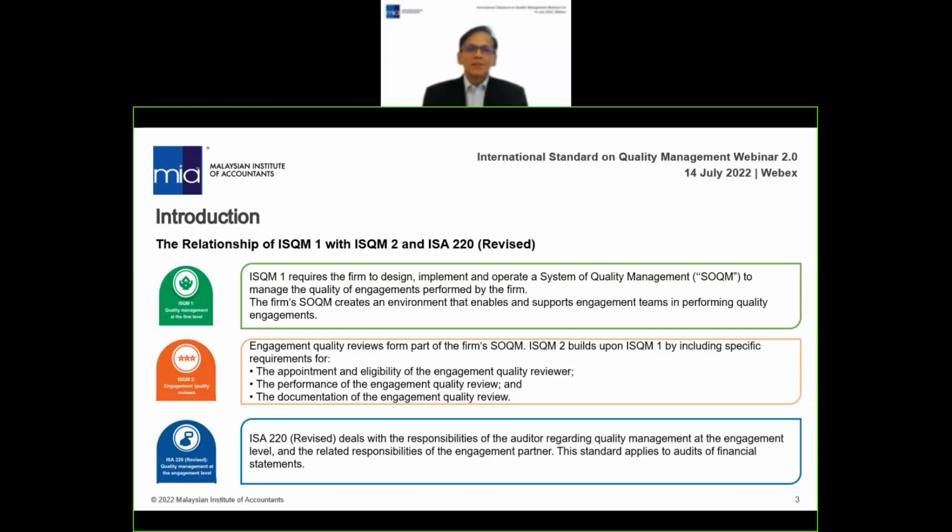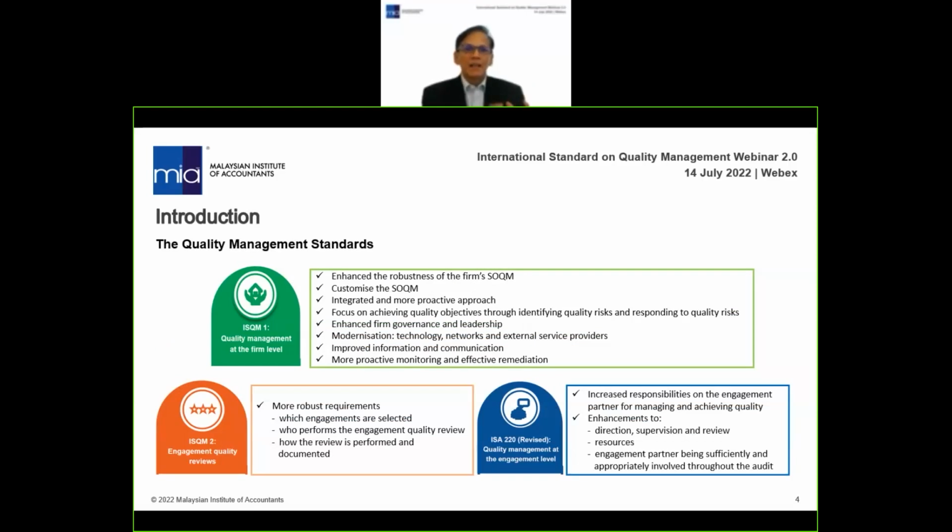ISQM 1 basically deals with the design and implementation of SOQM, as I mentioned earlier, and compared to the ISQC 1 that we have in place at the moment, which should be replaced by ISQM 1, it enhances the whole robustness of the firm's SOQM. The firm needs to customize its system of quality management based on the quality objectives set out in the standards. So you need to come up with your quality risks, how you are going to address those quality objectives, and you need to design responses to that.